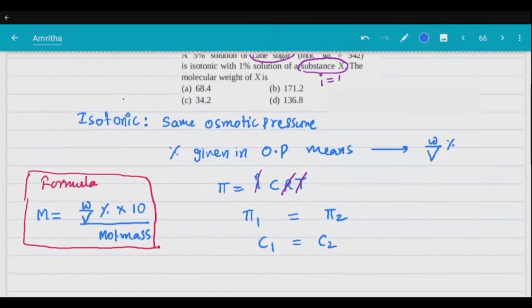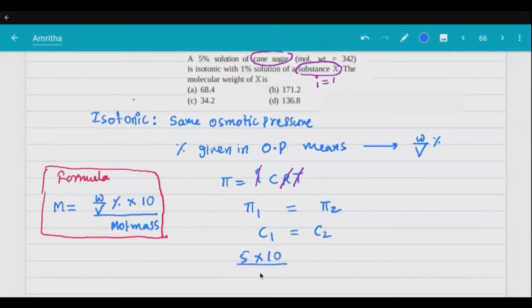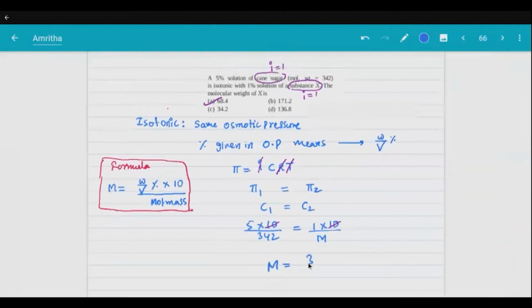C1, let us say this is the cane sugar solution. So 5 into 10 by the molecular mass of cane sugar, which is given as 342. That is equal to 1% into 10 by M. We don't know the molecular weight, so you can directly calculate this now. What is the correct answer? Can you tell me quickly? So M is equal to 342 by 5, that is 68.4. That is the molecular weight of the unknown solution.